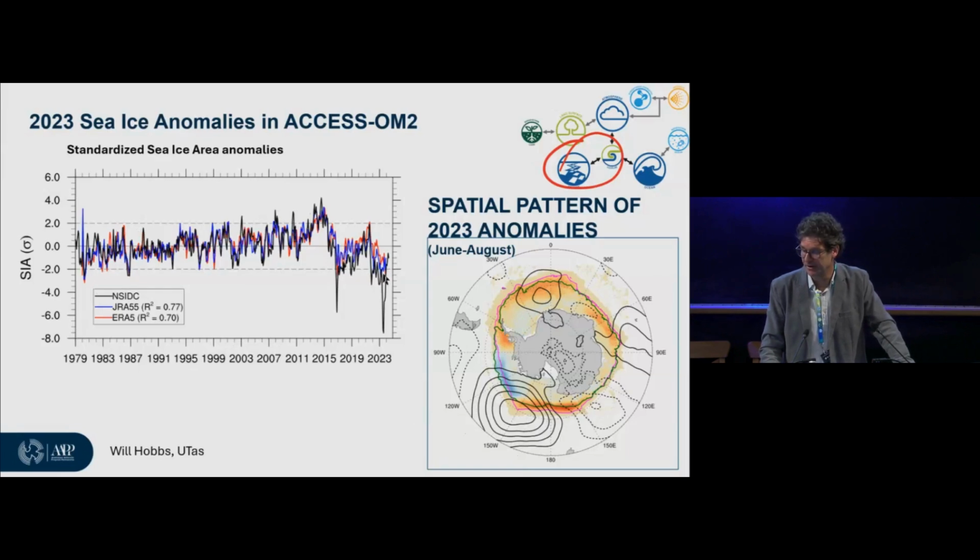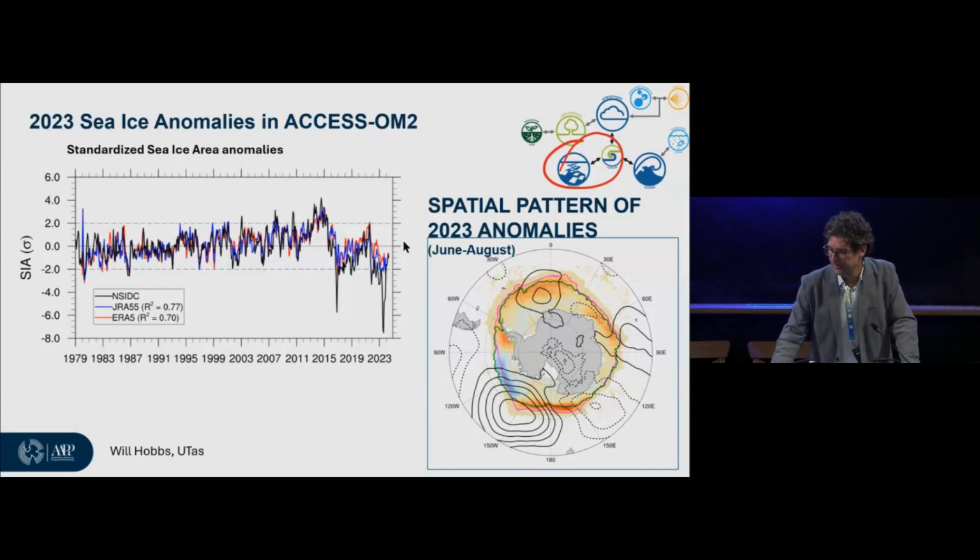And it doesn't matter which sort of forcing you use. These are two different atmospheric forcings, JRA-55 and ERA5. Both of them miss this anomaly. So this is an area where the model is not able to recreate what we've observed, and we're still puzzling out why that is and what might be missing.